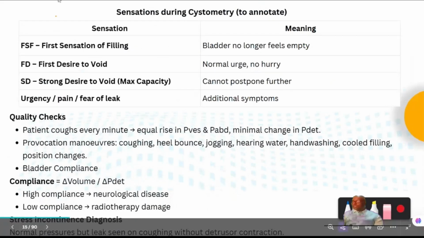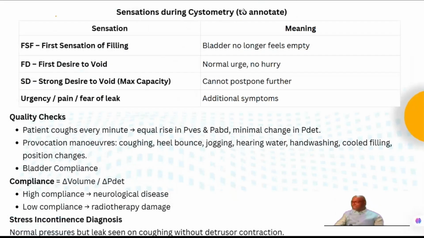Now, what are the sensations during cystometry that we need to annotate? When we see the urodynamic trace, we will see all these annotations. So this is the first sensation of filling. The bladder is getting filled. That first sensation means the person feels that the bladder is not empty now. The patient does not feel that it is an empty bladder. Patient feels that some bladder is getting filled. That is the first sensation of filling the bladder.